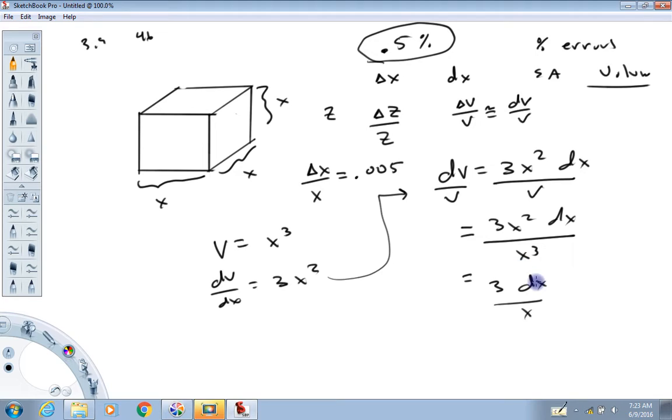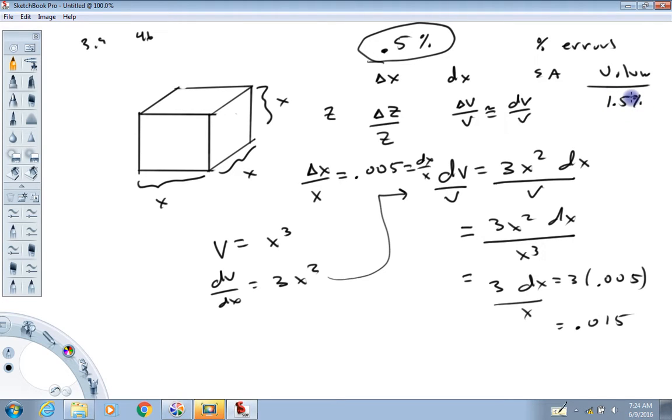Now, dx over x is the value we know. Changes in x and dx are the same thing. So this 0.005 is equal to dx over x. So we actually have this value here. So this is going to be 3 times 0.005, and what we get here is 0.015. So this is our change in volume as a decimal. As a percentage, we would multiply it by 100, that'd be 1.5%. So our percent error in volume is 1.5%.